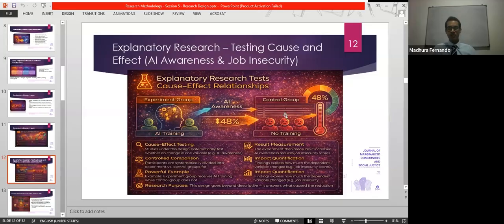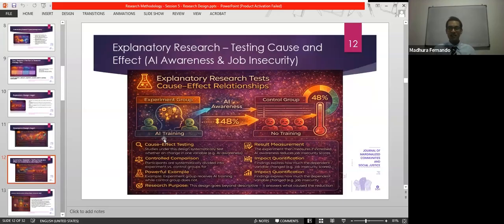If you don't control it, you can't exactly say the reduction of job insecurity is caused by this AI training. Say that when you offer AI training, job insecurity reduces. In that case you can't exactly say it is reducing only due to AI training, because there are other hidden variables: age factors, gender factors, environmental factors. So they make an impact on the AI training.